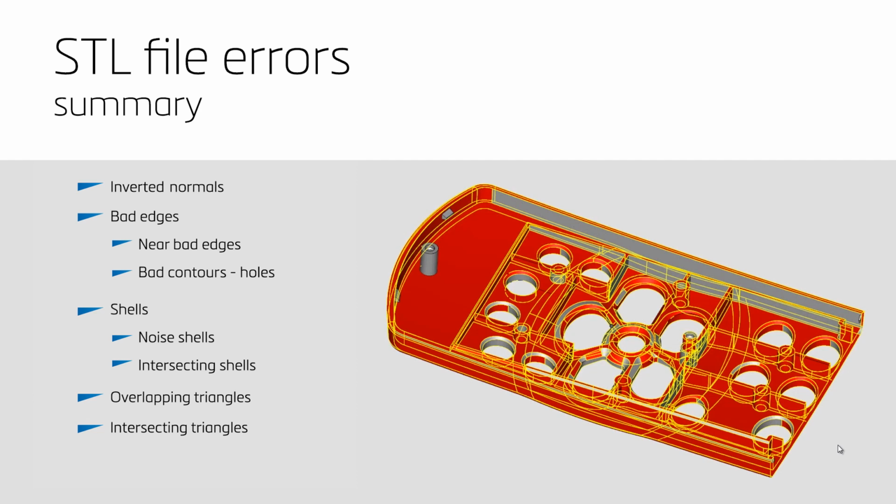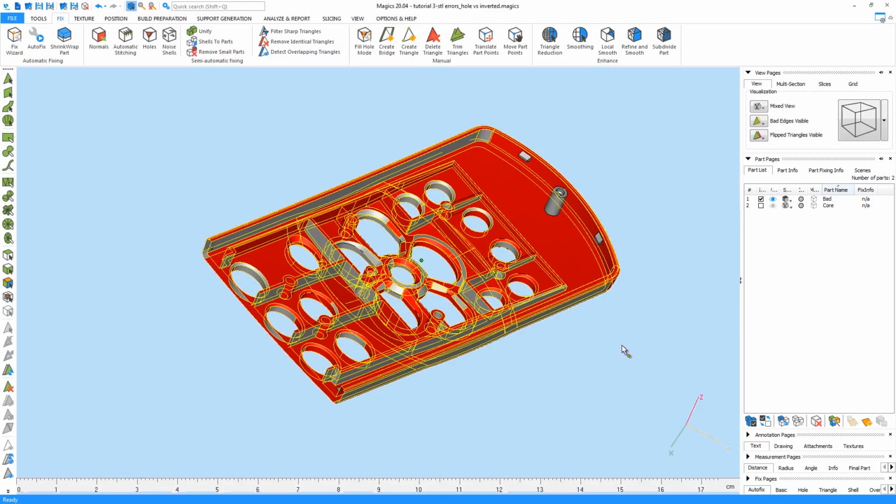We end with a summary of all errors. First, we have inverted normals. Then, bad edges, which consist of near bad edges and bad contours. Bad contours can sometimes be called holes as well. Furthermore, we talked about problems with shells, and more specifically, noise shells and intersecting shells. Overlapping triangles and intersecting triangles are the last two errors we discussed in this tutorial. To finalize, we will go in the software and review the most common STL errors with their corresponding color codes.